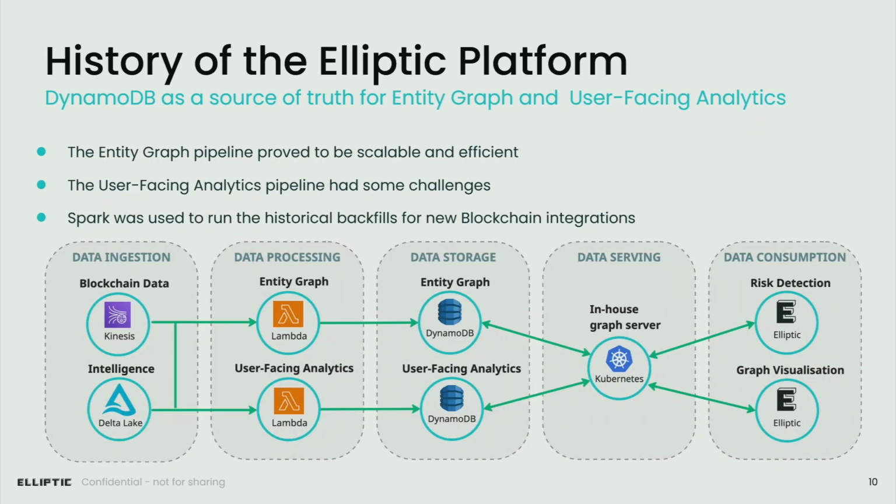So you can see here the diagram, right? The architecture diagram, where data ingestion, essentially, is blockchain data coming in Kinesis. We have a dedicated team that are the domain experts for blockchain, and they push all this data into Kinesis. And this comes in real time.